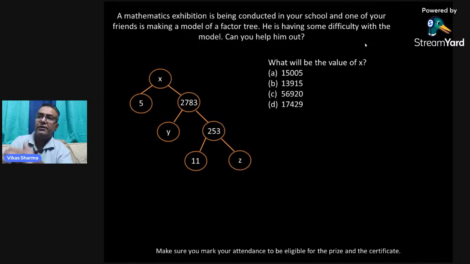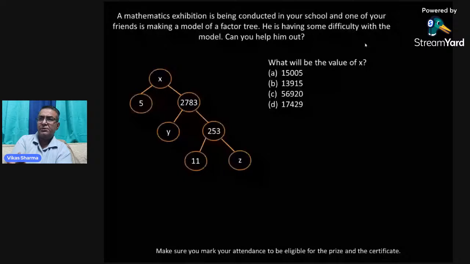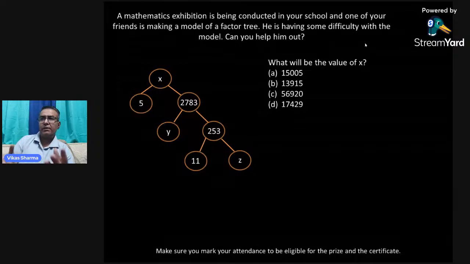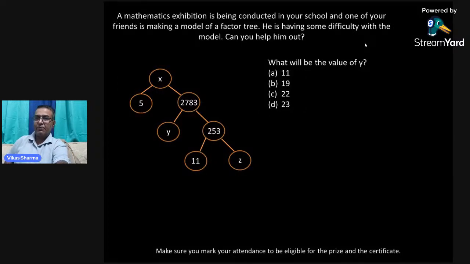The case study, this is, I think, about factor trees, so fundamental theorem of arithmetic, if I'm not wrong, or Euclid's division lemma probably. So you can read the question. I can see a factor tree here, and you need to find the value of x, then the value of y. This is question number 2 of this case study. Then question number 3 of the case study is you need to find the value of z. So 3 variables are there, x, y, z. You need to find these 3 values.